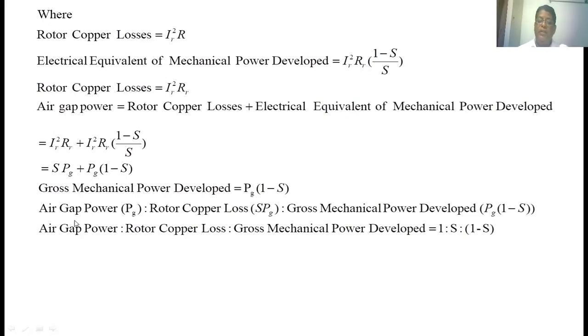Now here we have taken one equation: air gap power P suffix G, rotor copper loss S into PG, gross mechanical power developed is PG into (1 minus S). Divide throughout this equation by air gap power. We are getting the air gap power is to rotor copper loss is to gross mechanical power developed equal to 1 is to S is to (1 minus S).